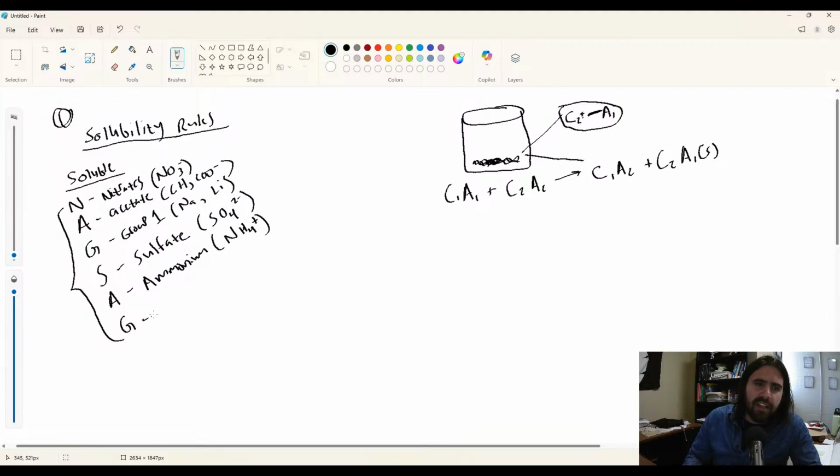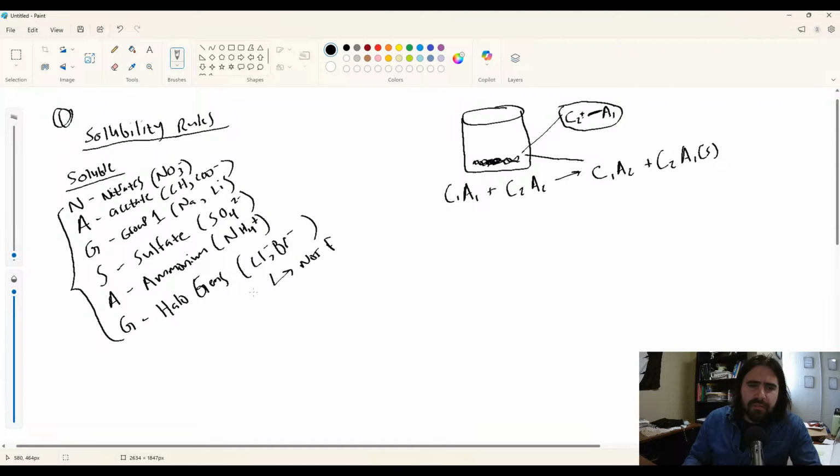And finally, we have halogens. So that would be things like chlorine, bromine, etc. This does not include fluorine, so not fluorine.